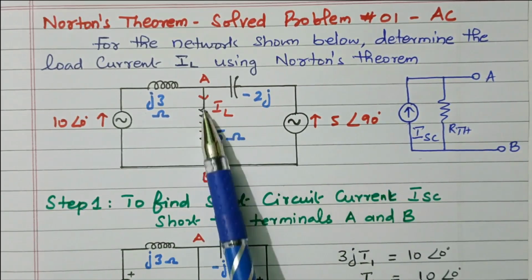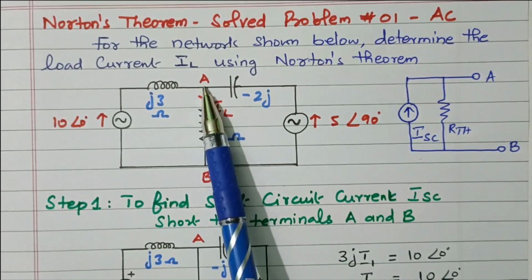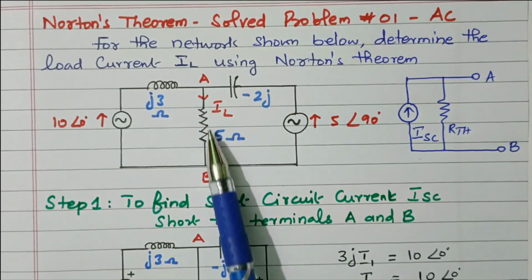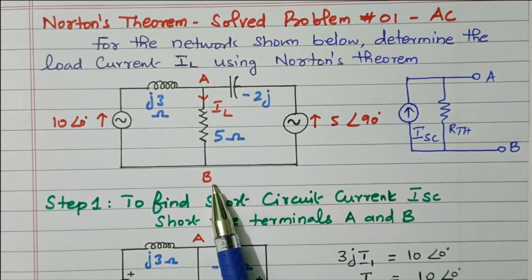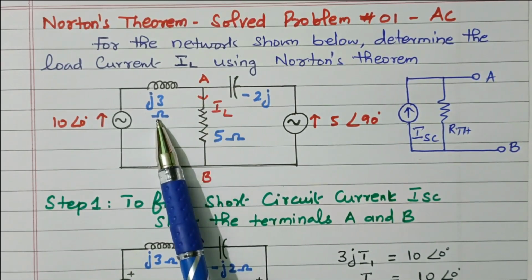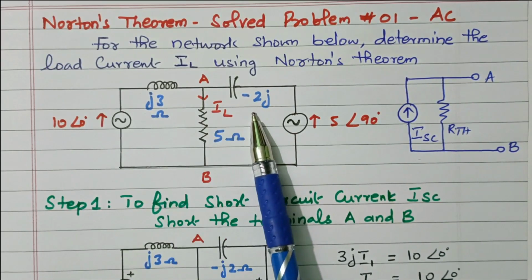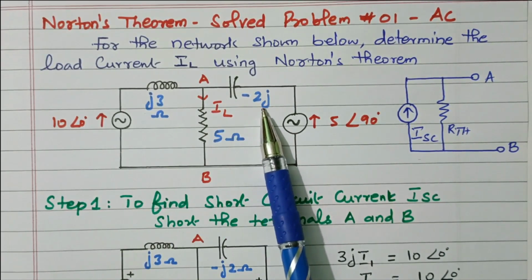This is the load terminal AB. We need to find the current flowing through this 5 ohm resistor. It is termed as terminal AB. Here one inductor is available, J3 ohm. On this side a capacitor is available, minus J2 ohm.